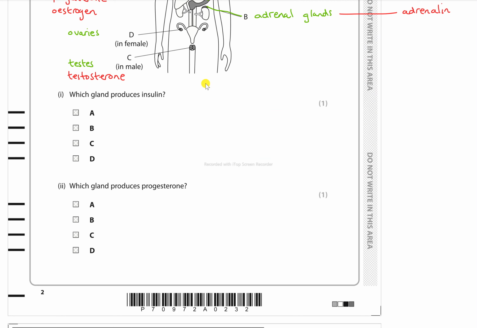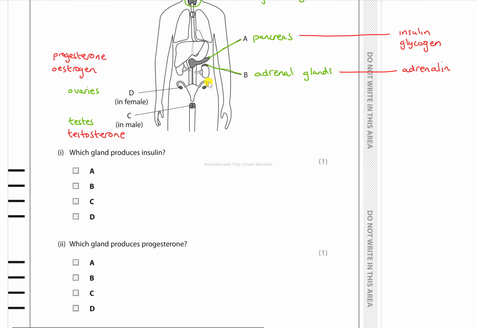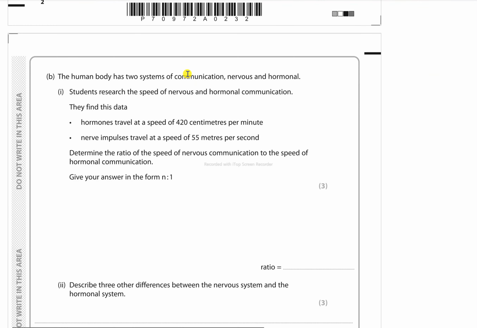Which gland produces insulin? That's A. Which gland produces progesterone? That's D. Done.